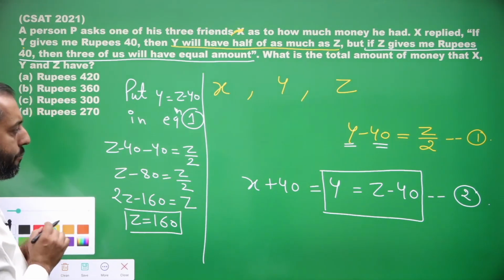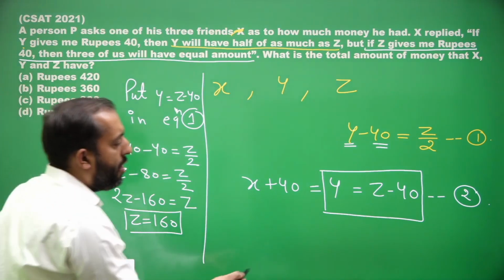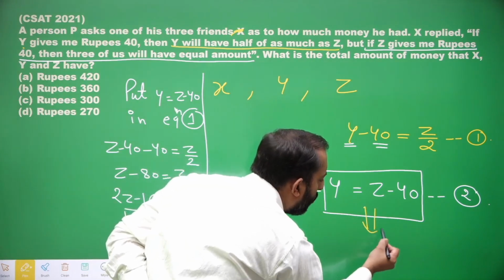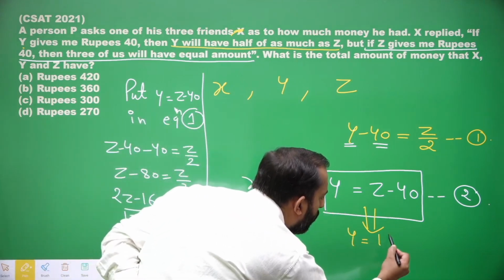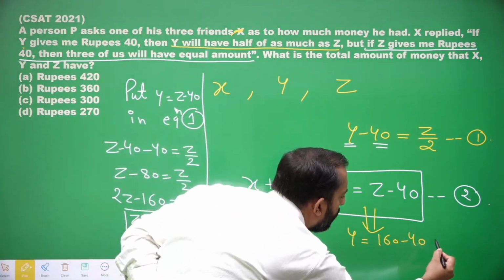Okay. Now, using this part of equation 2, if Z is 160, then Y will be 160 minus 40, which is 120.